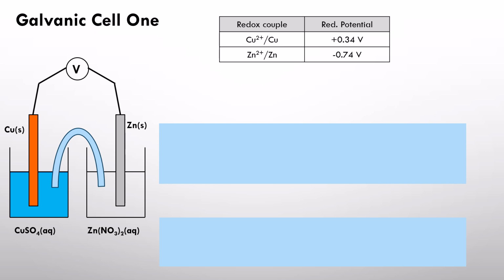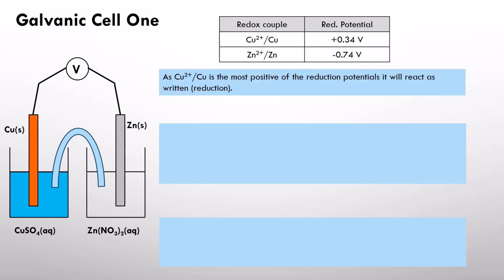The solution, the electrolyte solution on the left hand side, is copper sulfate. Now what that means is this solution contains copper 2+ ions and sulfate 2- ions. This is an ionic solution here. And on the right hand side we have a solution of zinc nitrate, zinc 2+ ions and nitrate ions.